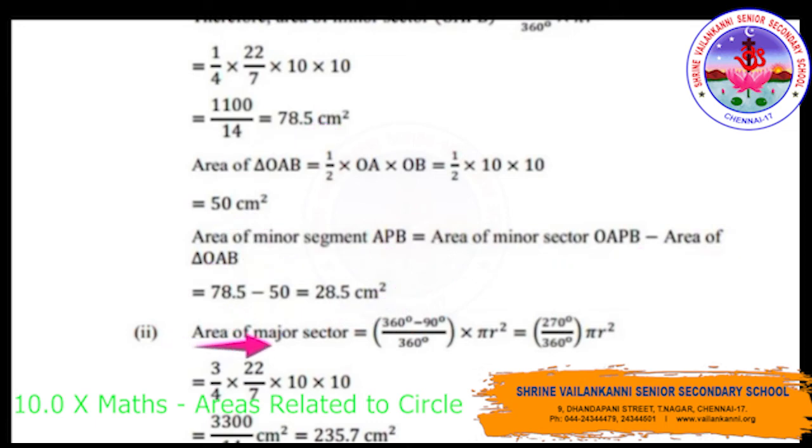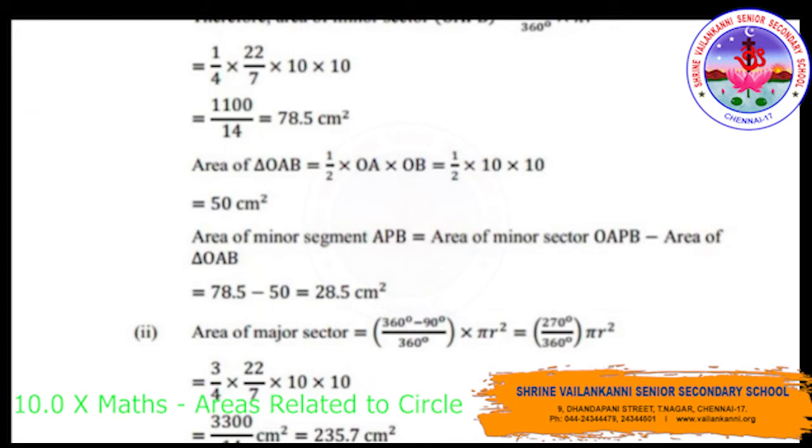Second case, I want to find the area of the major sector, which can be 360 minus theta divided by 360 into pi r square, which is equal to 270 by 360 into pi r square. Substituting the values here and simplifying, I will be getting 3 by 4 into 22 by 7 into radius r will be 10. So I got 10 into 10.